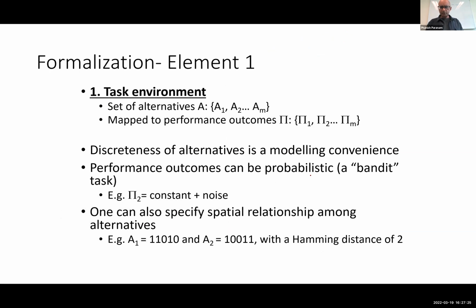Okay, so let's look at our model elements and now ask, where would I change this model to incorporate probabilistic search and learning from performance feedback? So should I change the task environment in some way? How so?